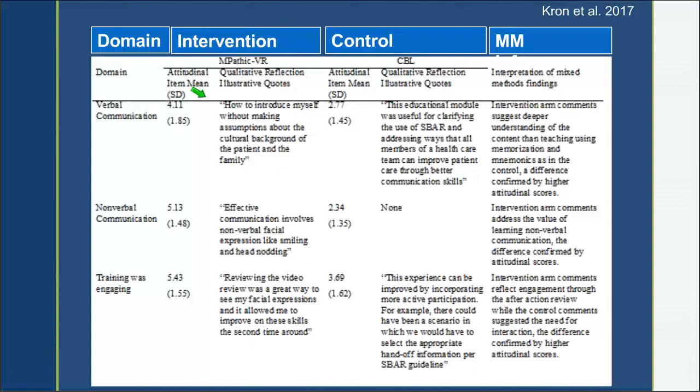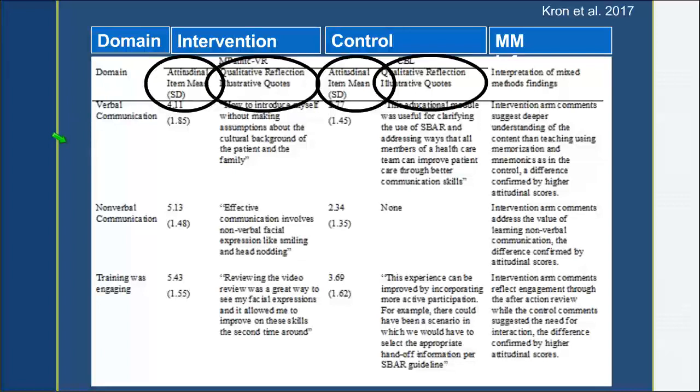So within each of these then, for the intervention and the control, we have both quantitative results in addition to qualitative results in the form of illustrative quotes. So in terms of verbal communication, our attitudinal score from this survey, mean was 4.11 for the intervention versus 2.77 for the control group. In the paper, we note that was statistically significant. And then some illustrative quotes that really provide evidence of this difference.